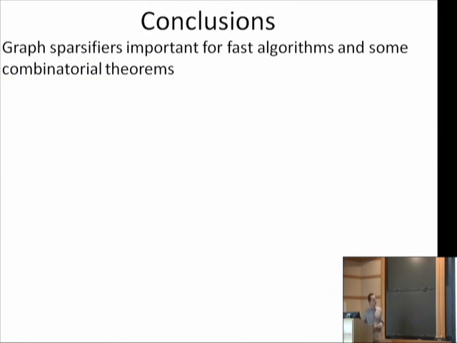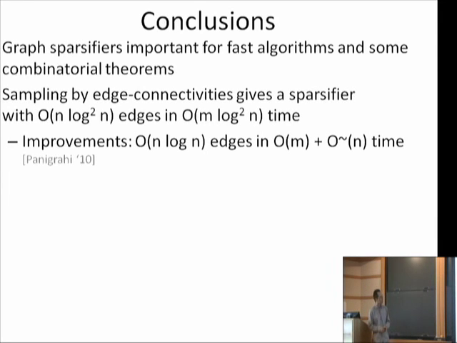OK, so let me just wrap up. I talked about graph sparsifiers, which I think are very interesting, explained how they're useful for fast algorithms, and even their existence is an interesting combinatorial theorem. I explained how sampling with edge connectivities gives a sparsifier with n log squared n edges in m log squared n time. And then I mentioned that this can be improved in various ways, for example, Panigrahi's improvement of n log n edges in strictly linear time in unweighted graphs. And this is the bound for weighted graphs.